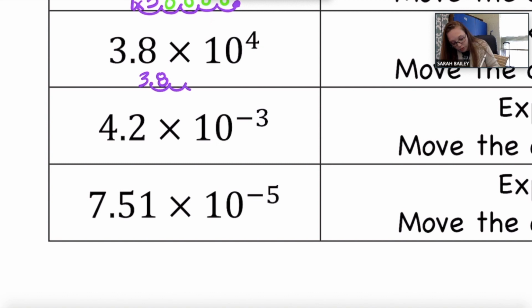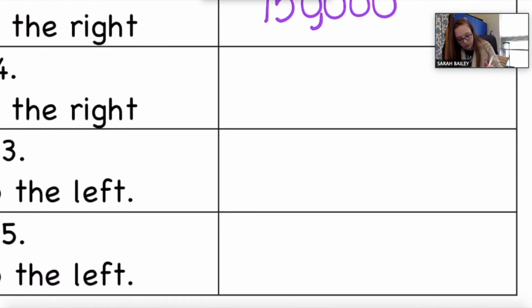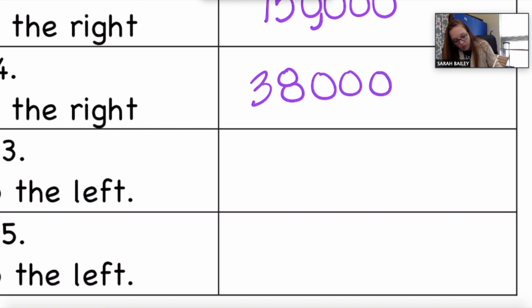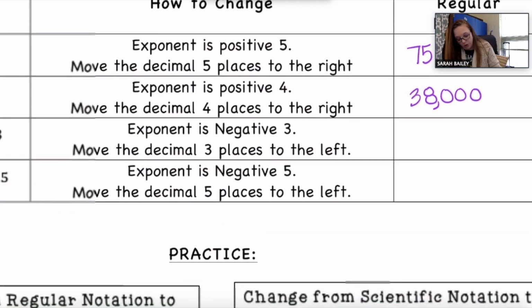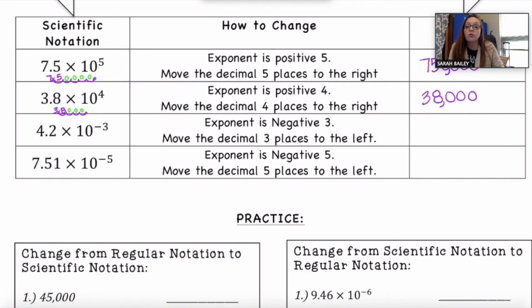1, 2, 3, 4. And then fill in those empty spots, if you want to call them that. That's what I call them, with zeros. So my number is going to be 38 followed by 3 zeros. And my comma should be there. So 38,000. So 3.8 times 10 to the 4th is equivalent to 38,000.